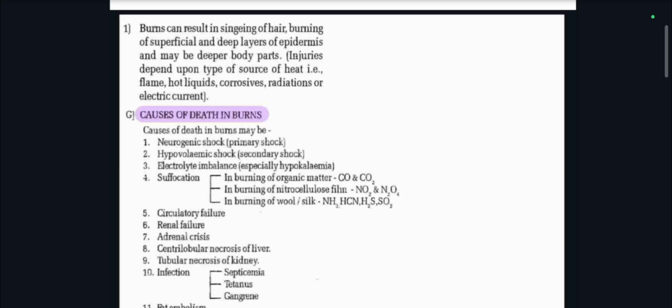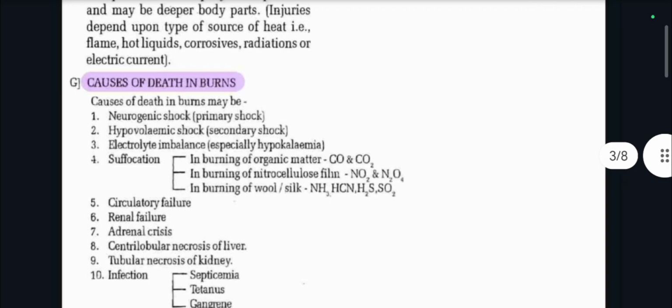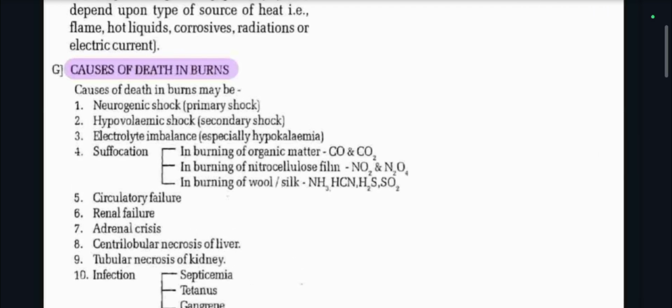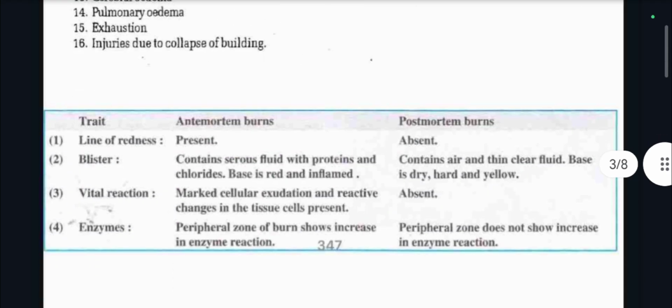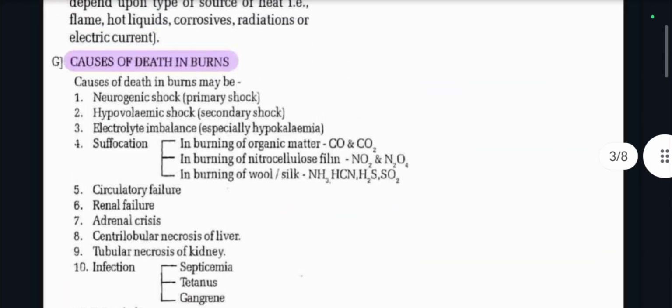So moving to causes of death in burns. What are the causes? In total we have got 16 causes. Number one cause is neurogenic shock, which is primary shock obviously. Hypovolemic shock, which is secondary shock. Electrolyte imbalance, especially hypokalemia. Then suffocation.